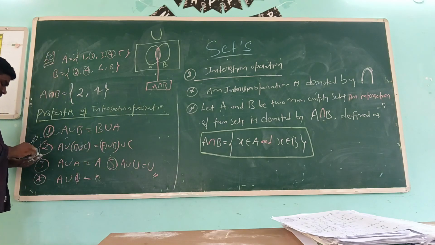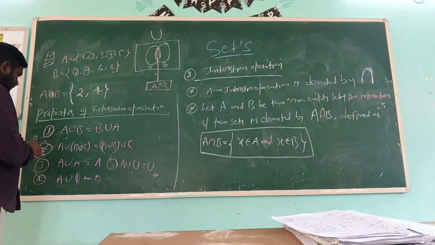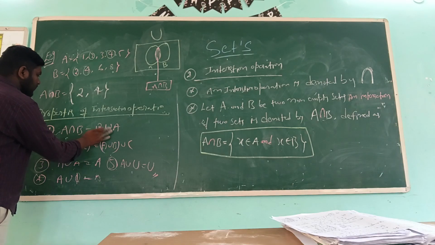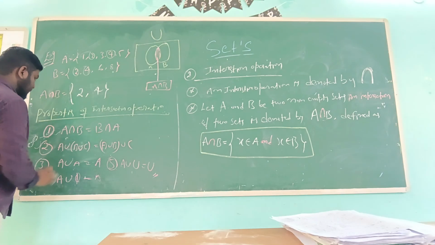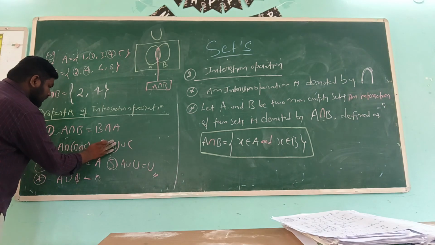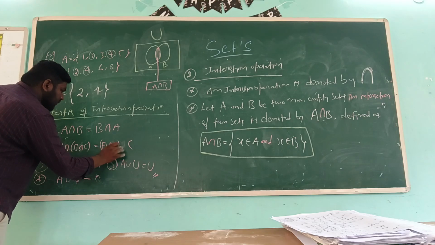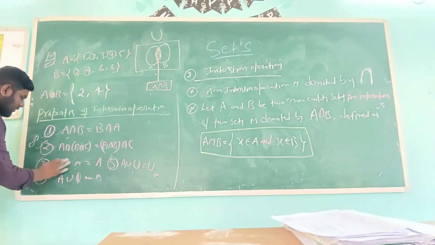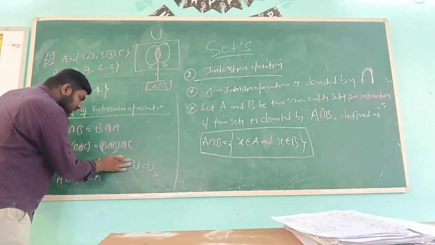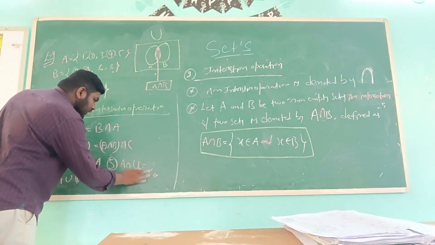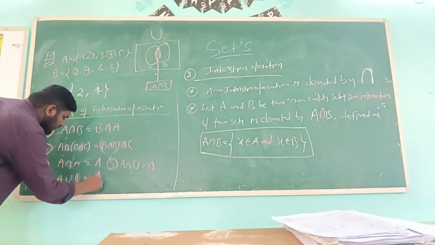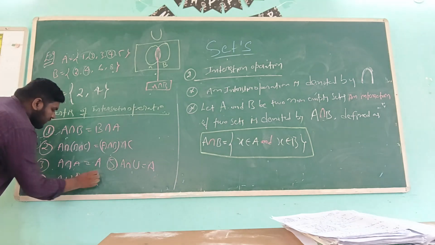See, the properties are the same as before. A intersection B is equal to B intersection A. Understood? A intersection B intersection C is equal to A intersection of B intersection C. Next, A intersection A is equal to A only. A intersection U is A, the only one that changes. Then A intersection phi is phi. Understood? A intersection phi is phi.